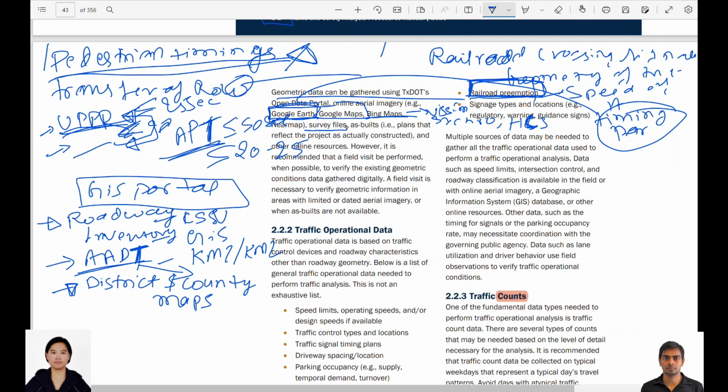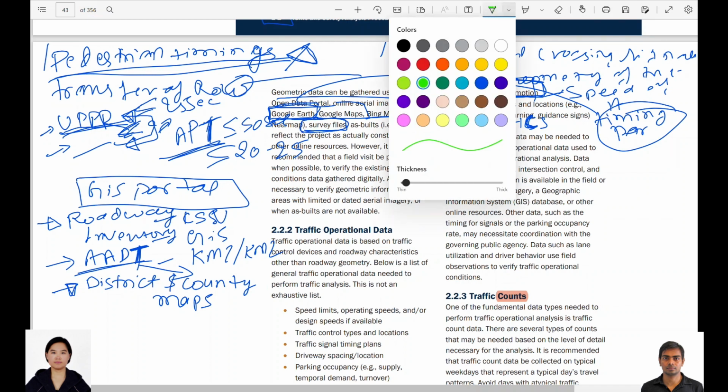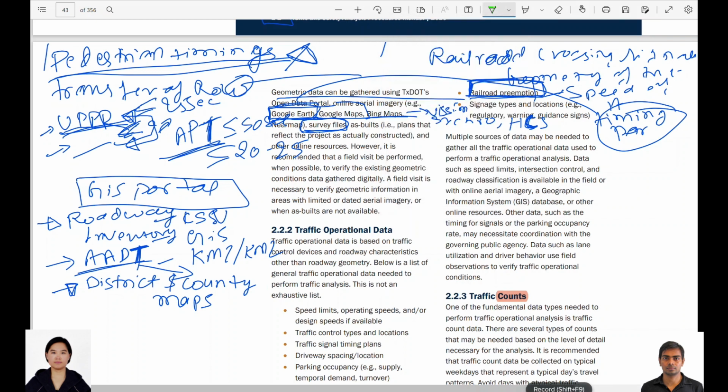Survey files. For schematic project, a survey is conducted by the roadway team. So survey files we typically get from the roadway team, and we get the file in topographic survey layer, also commonly known as topo.